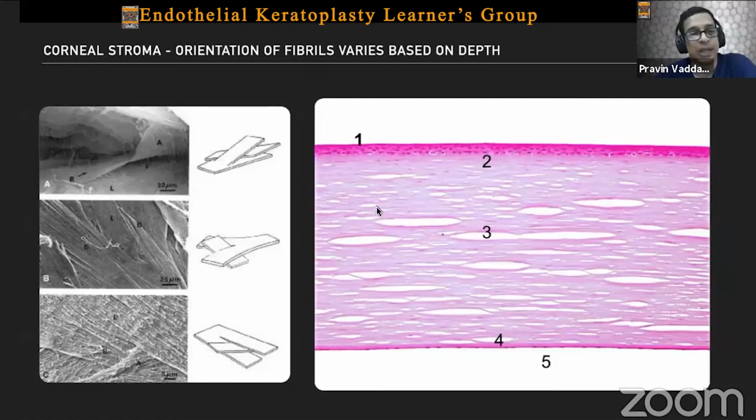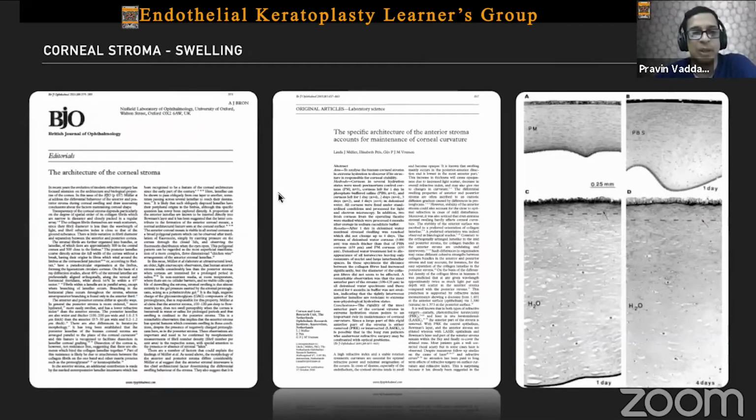But also, I would encourage all of you to read, and we'll send you these resources, the article about the architecture of the corneal stroma, a lovely editorial by Anthony Bron. This is from 2001, but very relevant right now as well. And this article, published in the same issue of the British Journal of Ophthalmology, which speaks about the specific architecture of the different parts of the stroma, clearly shows that as you swell corneas artificially, the anterior stroma remains relatively unchanged, and it is the posterior stroma that tends to swell the most.